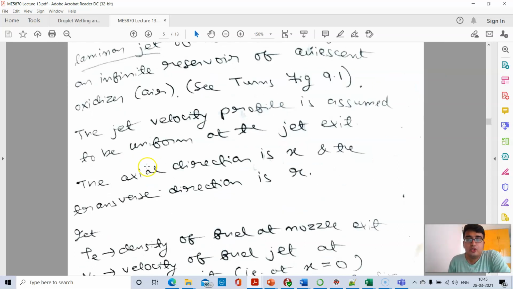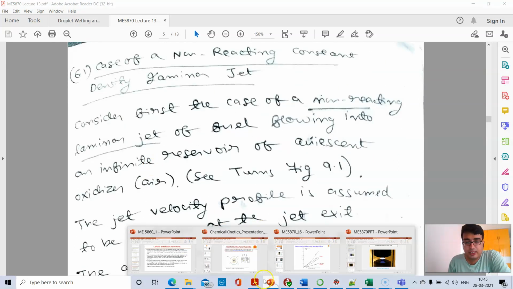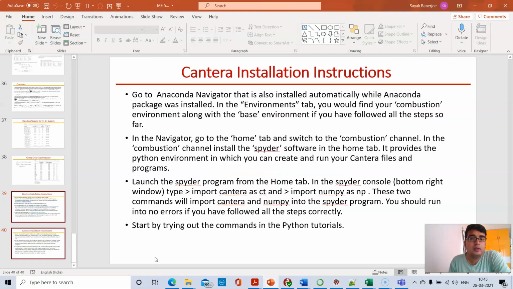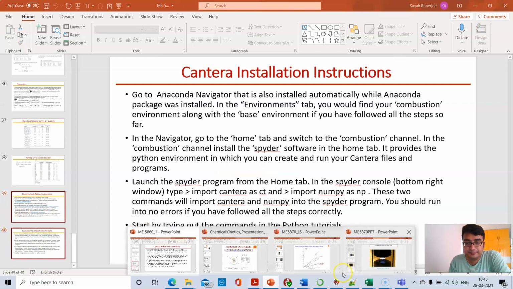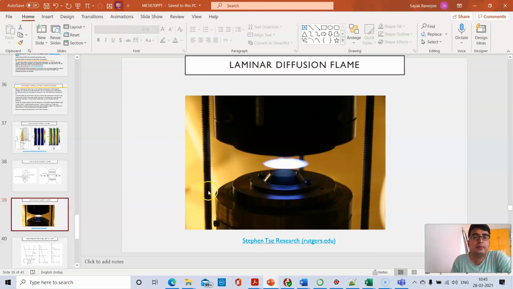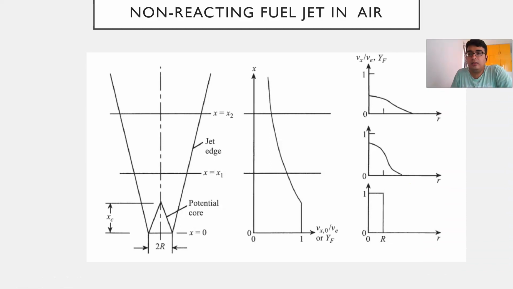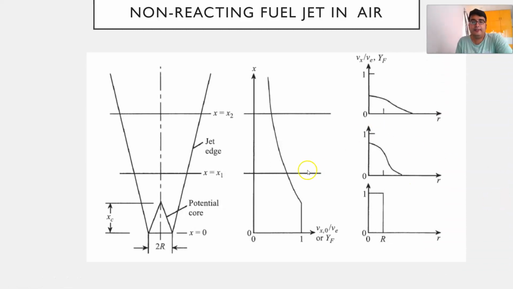Okay, so let's look at the jet and how it looks. So these figures are taken from Turns' book, basically. So here is your fuel jet, the jet nozzle. The radius of the nozzle is capital R, so the diameter is 2R. This is where the nozzle ends, and it's ejecting gaseous fuel into a region of quiescent air.